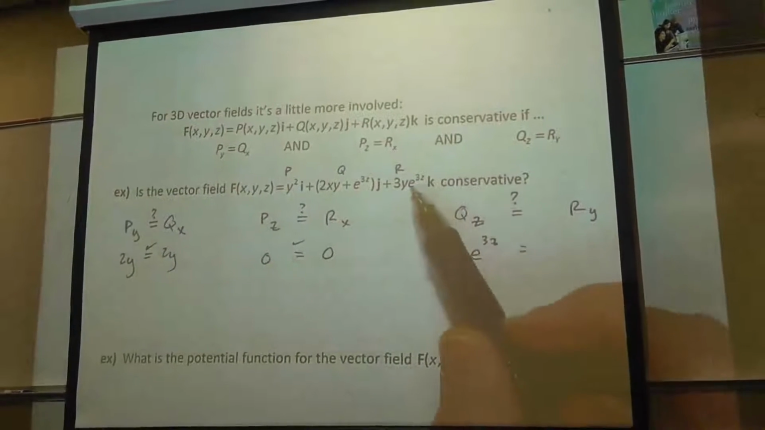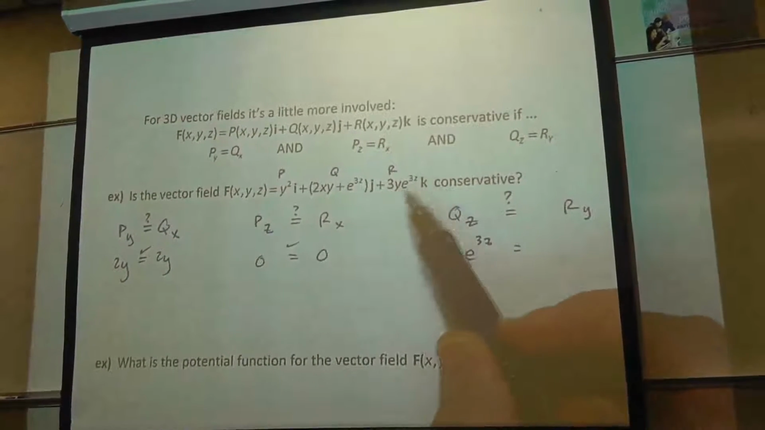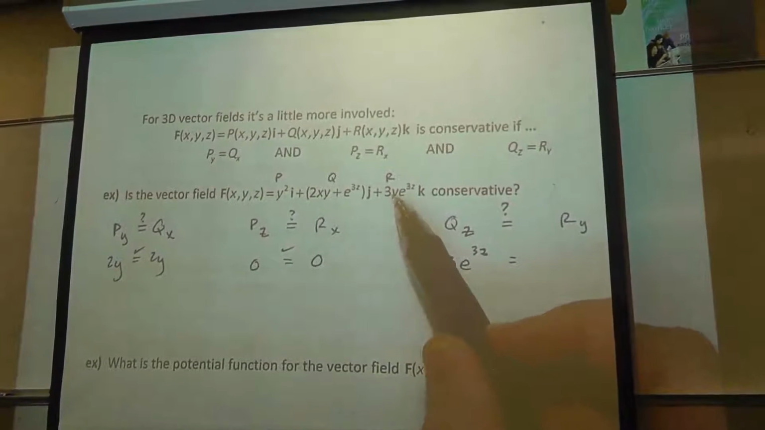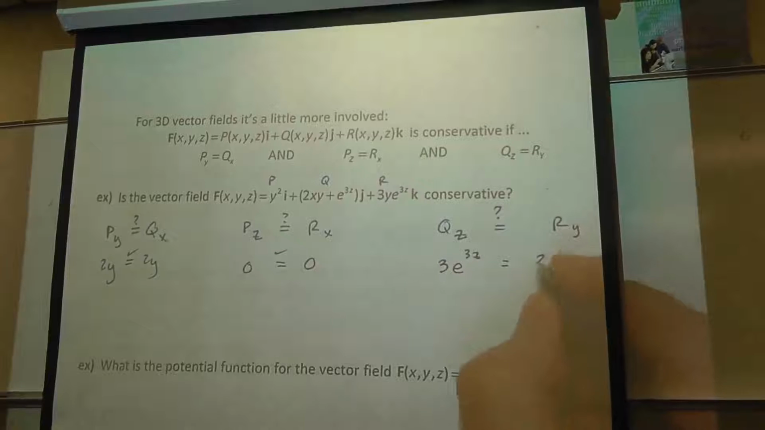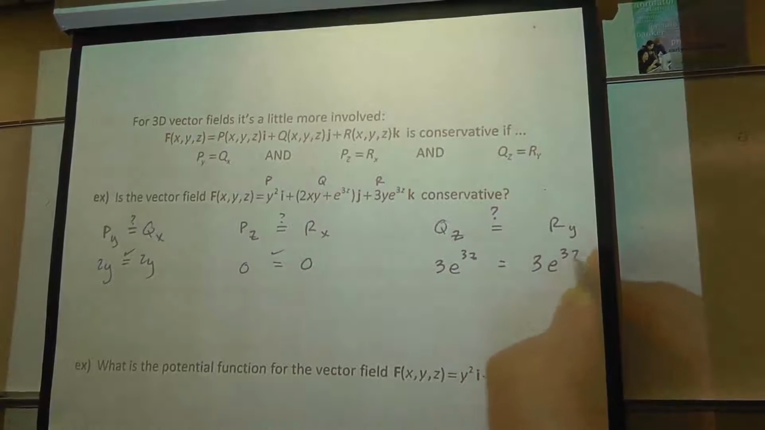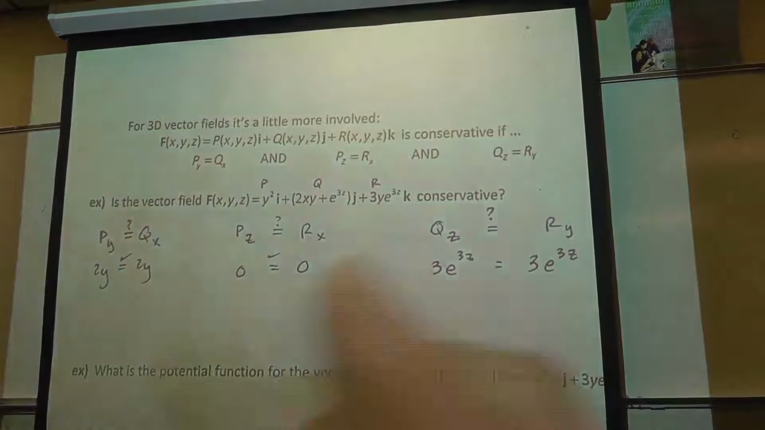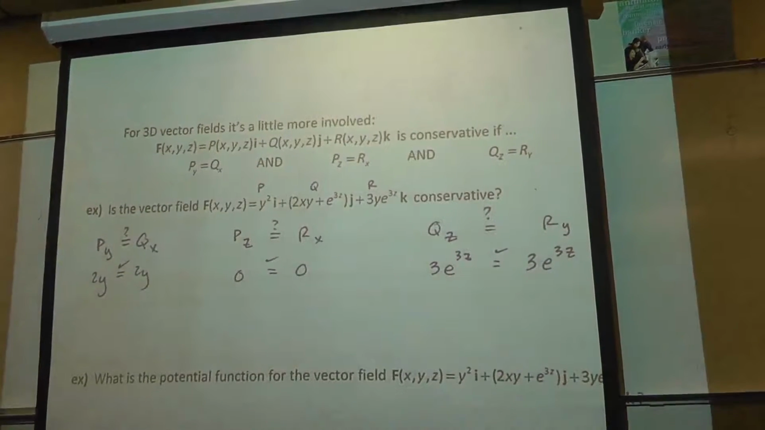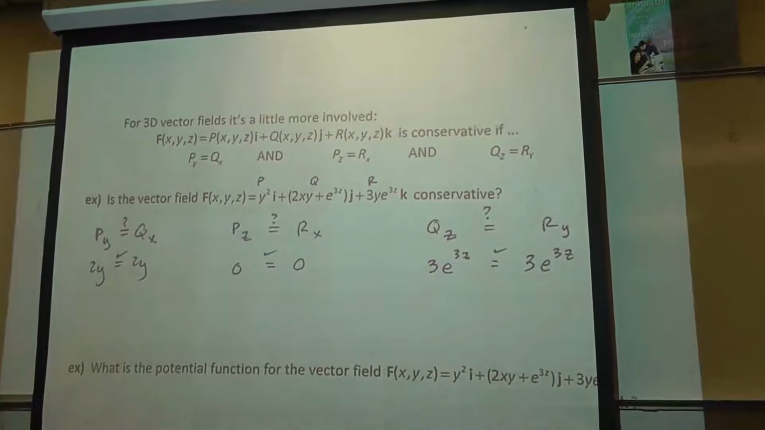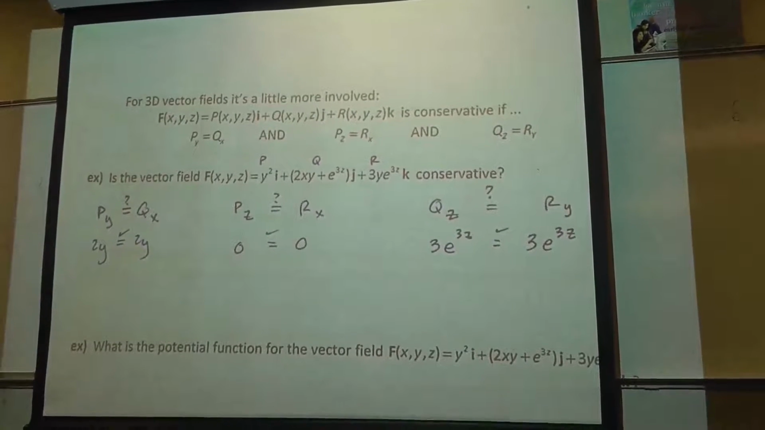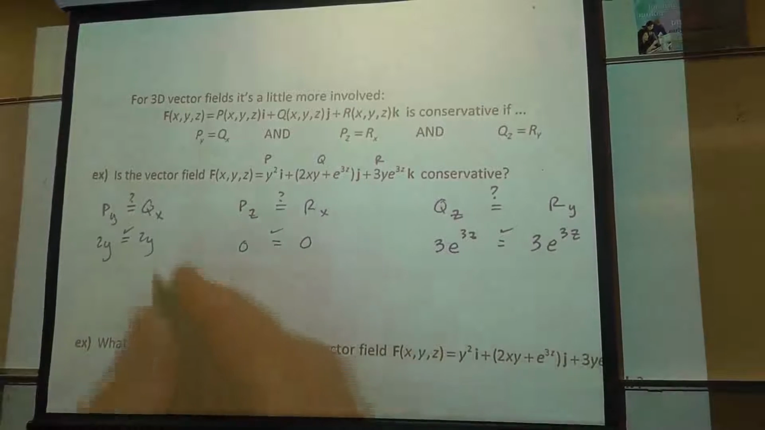R's partial with y, 3 and e are both constant since they're functions of things other than y. The y in the middle there goes to a 1. So you get, check this out. Okay. So since those mixed partial triplet pairings, they all equal the same thing, then that means this is a conservative vector field.